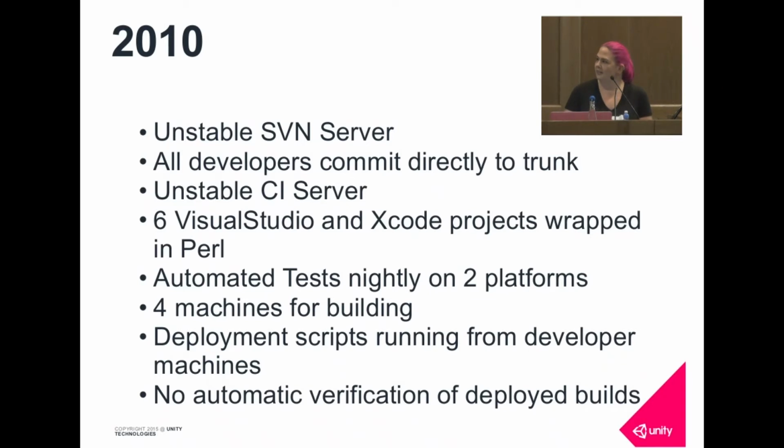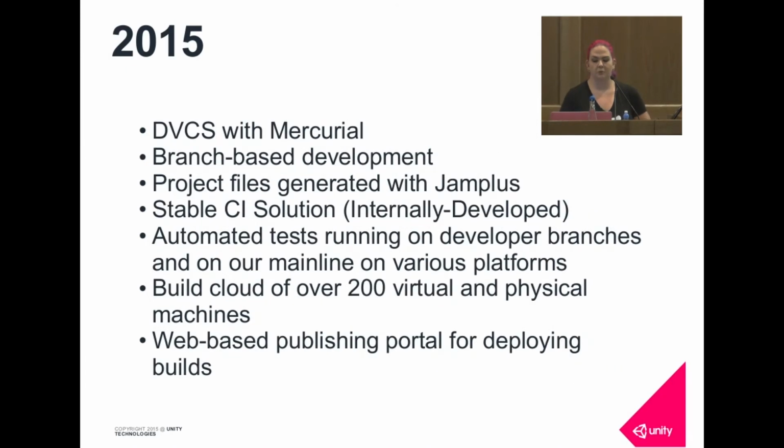So that's an interesting trip down memory lane for me, but if you look at where we're at now, in 2015, we have distributed version control with Mercurial, where developers are using branch-based development. Instead of static project files, we have a real build system that generates our platform and IDE-specific project files. We have a stable continuous integration solution in place now. This is an internally developed open source solution that was about a 1.5-year long project for the build automation team.